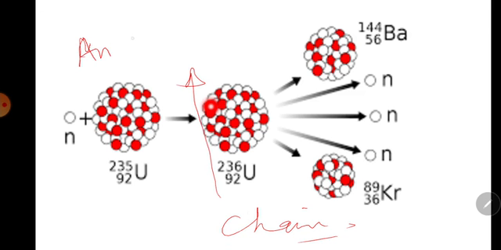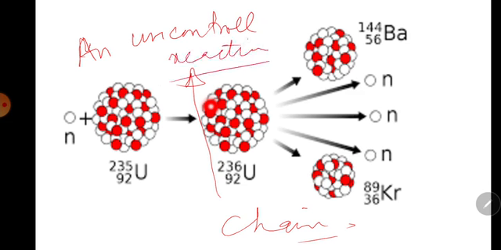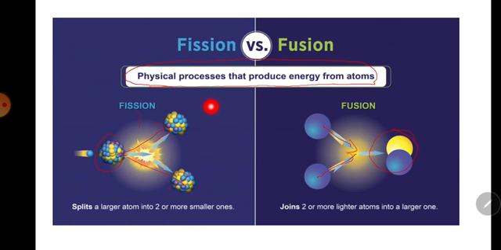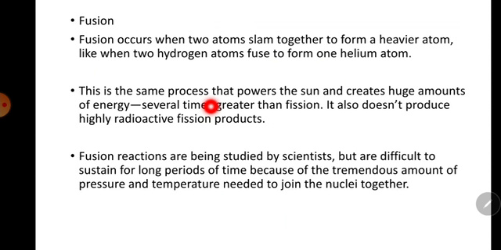An uncontrolled reaction is called a nuclear chain reaction. Now next, nuclear fission reaction.